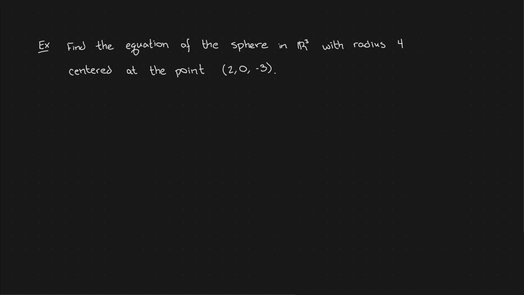Let's take a look at an example. Here we want to find the equation of the sphere in R3 with radius 4 centered at the point 2, 0, negative 3. So the key to this problem is first making sure we understand what the definition of a sphere is.